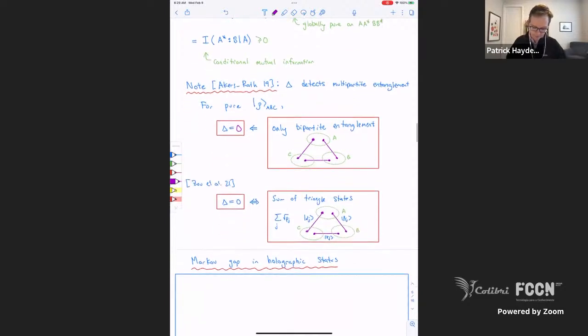Last year, Zhu et al. found the conditions for this Markov gap to be exactly 0. And it was that the pure state on ABC could be written as a linear combination of states that only had bipartite entanglement, as I've sketched below, in the right-hand picture. And so if delta is non-zero, then not only do you have multipartite entanglement, you have multipartite entanglement that cannot be expressed in this relatively simple form.